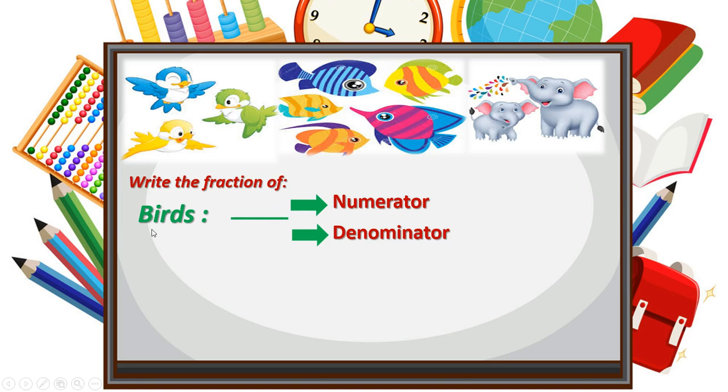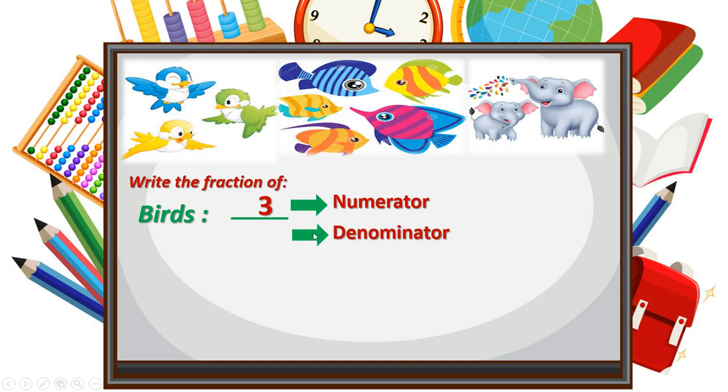So the fraction of the birds, how to write it? To get the numerator first, I should count only the group of birds or the number of birds that I have. Let's count the birds only. One, two, three. So the numerator is only the number of the part that I'm asked about. So here I'm asked about the parts of birds. Then I should count only the birds.